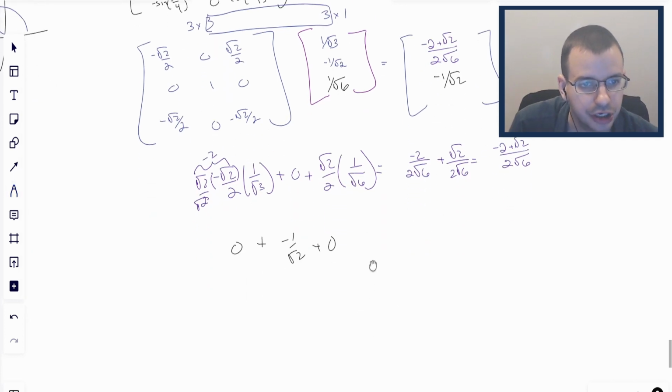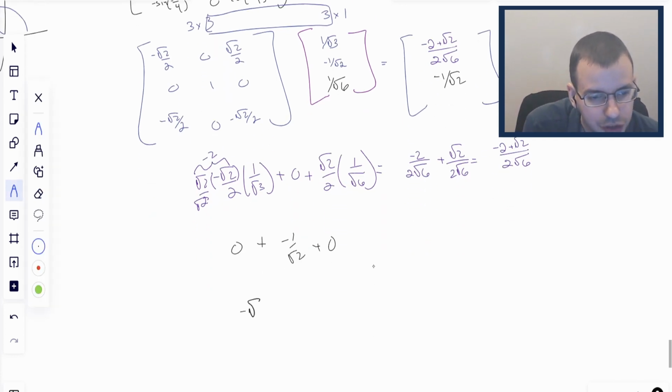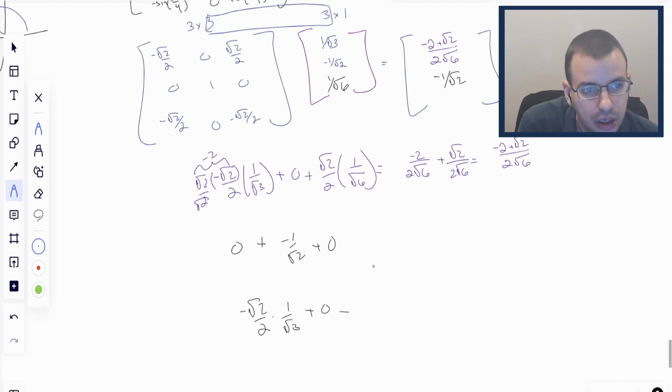Now for the third term, we're going to have negative square root of 2 over 2 times 1 over square root of 3 plus 0 times negative 1 over square root of 2 plus, let's see here, negative square root of 2 over 2 times 1 over square root of 6.